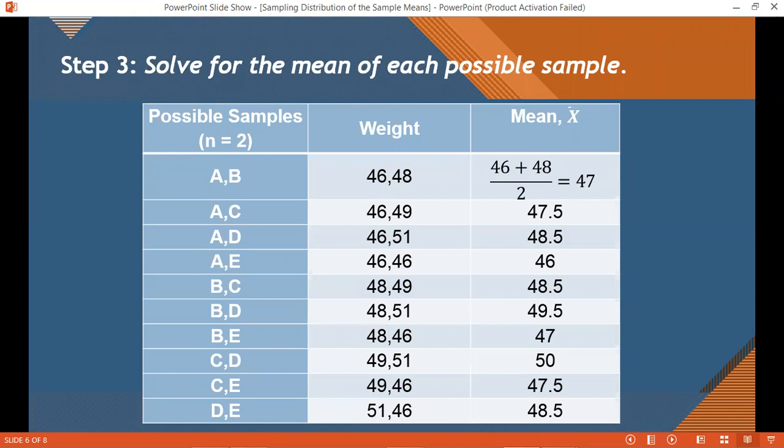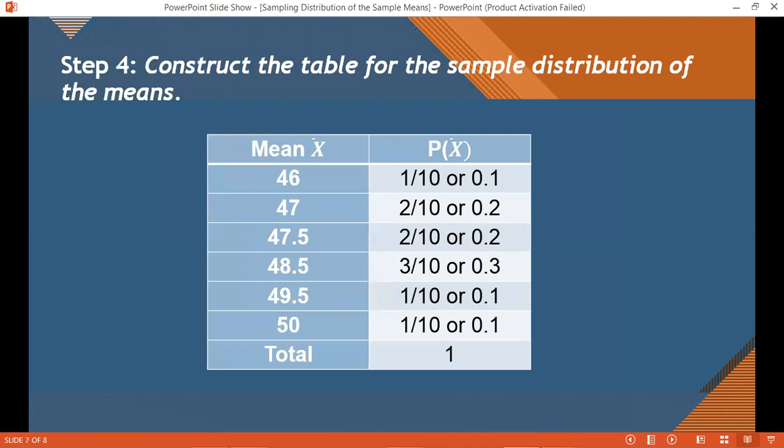Diba, ito siya. Na-collect natin yung mean of each possible sample size of 2. We have the 46, the 47.5, 48.5, 46, 48.5, 49.5, 47, 50, 47.5, and 48.5. So, ang gagawin mo sa fourth step is you will tally. Parang tally lang naman siya.